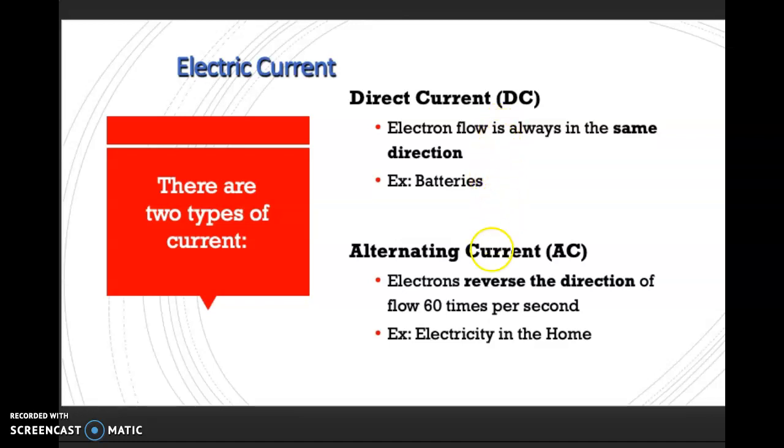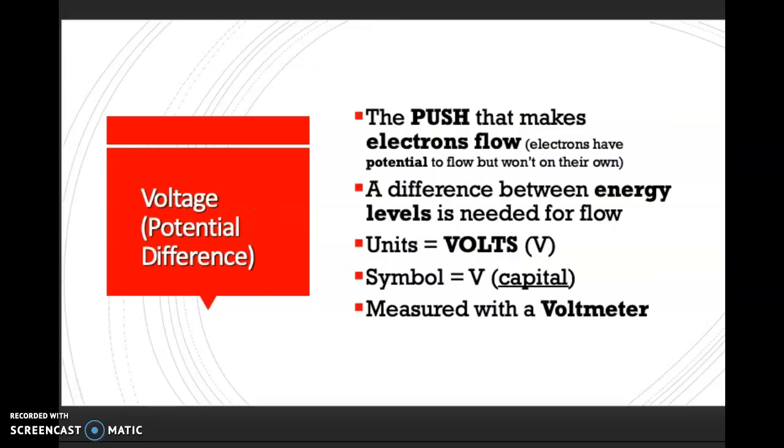You could use alternating current. That would be when the electrons would reverse direction of flow. Sometimes they go this way, sometimes that way. It can be up to 60 times per second. I mean, that is super fast redirection of flow. And that's the kind of current that we have in our homes.